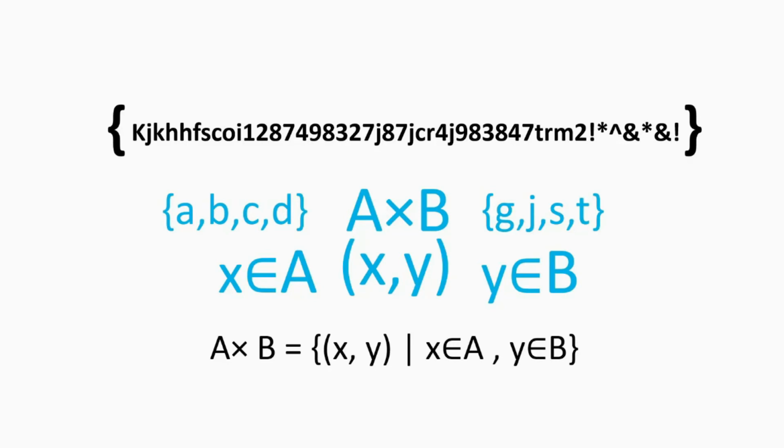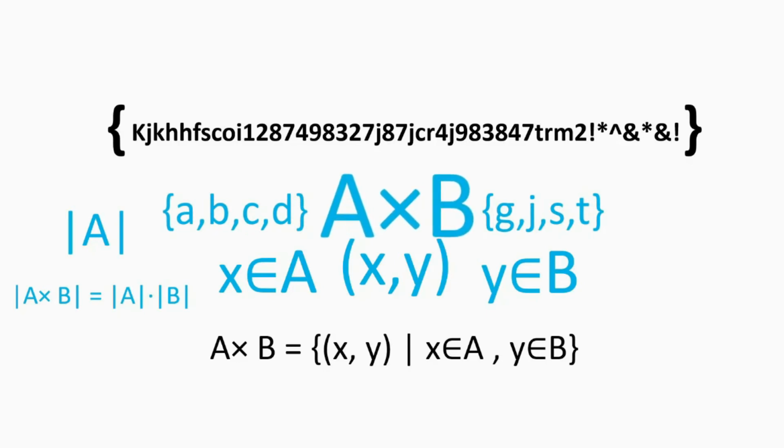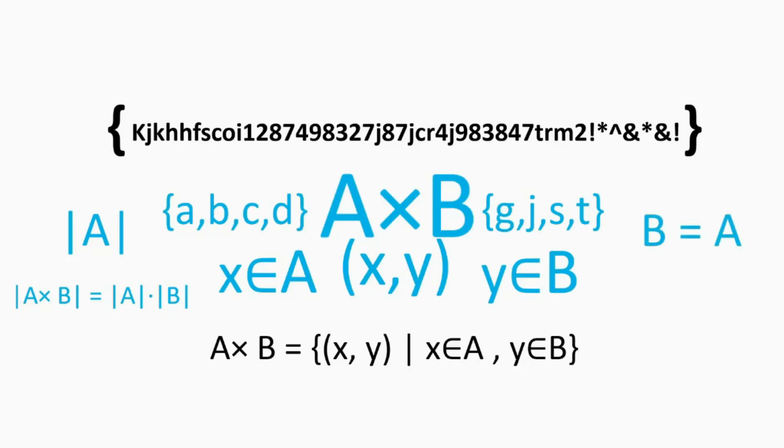Through absolute value of A, we denote the number of elements, the power, of a finite set A. It's easy to verify that for finite sets there is an equality: the absolute value of A multiplied by B is equal to the absolute value of A times the absolute value of B. A relation between sets A and B is a subset of the Cartesian product A multiplied by B. In the case where B is equal to A, this relation is called a relation on the set A.